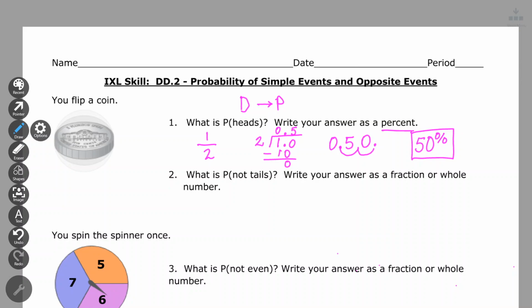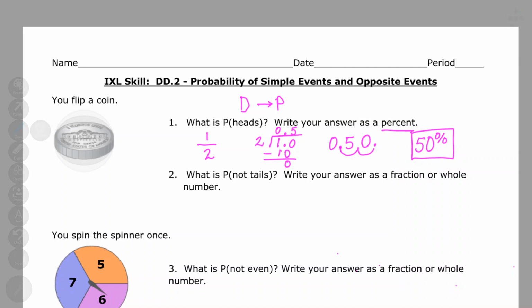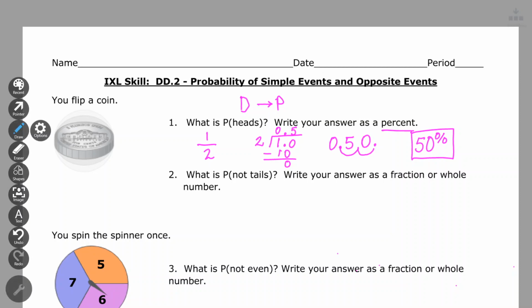I just want to remind you that this is not a lesson on changing fractions to percent. So I just want to remind you of some common ones that we use. 1/2 is 50%. 1/4 is 25%. And 3/4 is 75%. Those are some common ones that you need to make sure that you remember.